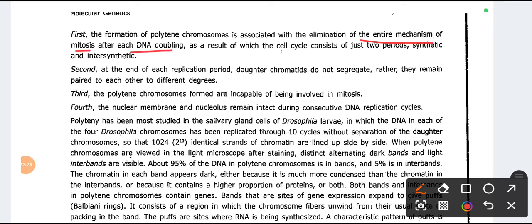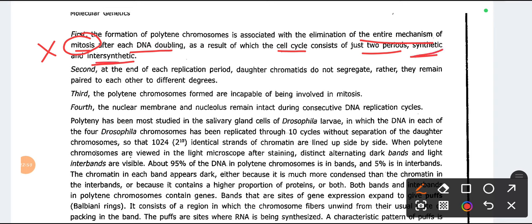So there will be no mitosis after each doubling, as a result of which the cell cycle consists of just two periods, synthetic and intersynthetic. There will be no mechanism of mitosis, and there will be just two periods, synthetic and intersynthetic.